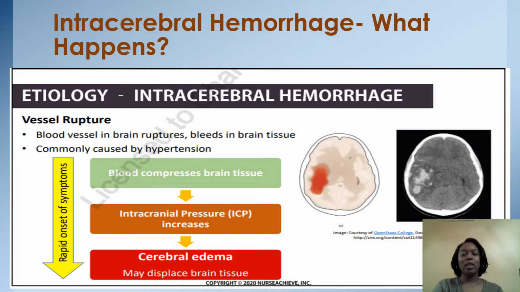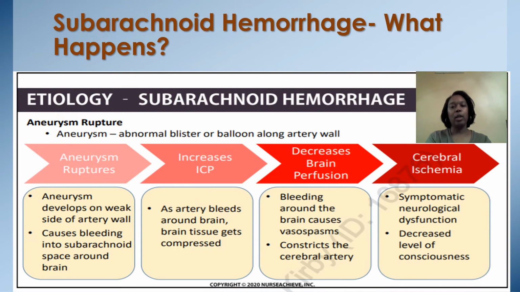Some of the causative factors include the use of blood thinners. We already discussed hypertension and aneurysm as well. It could be caused by head trauma. It could also be caused by a bleeding disorder such as hemophilia, sickle cell anemia, thrombocytopenia, or a tumor that is highly vascular in nature. The causative factors we discussed for intracerebral hemorrhage are the same causative factors for a subarachnoid hemorrhage.